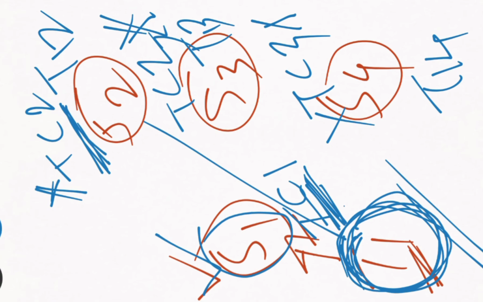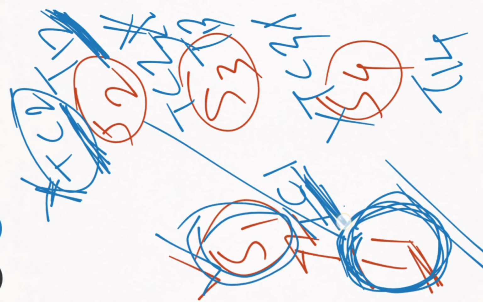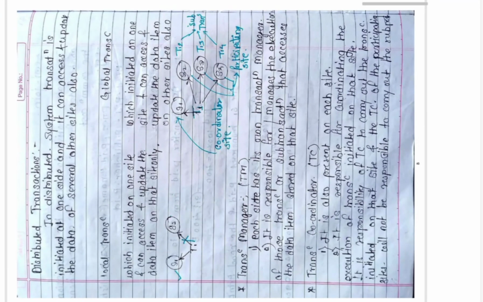So this T12, whose responsibility is it to carry out T12? It is not the responsibility of TC2. The transaction coordinator of site S2 will not be responsible to carry out this T12. Whose responsibility will it be? Site S1's, that is, the transaction coordinator of site S1, TC1. Got it? Hope so. I have cleared the idea of the transaction manager.